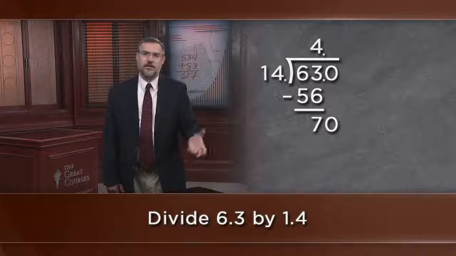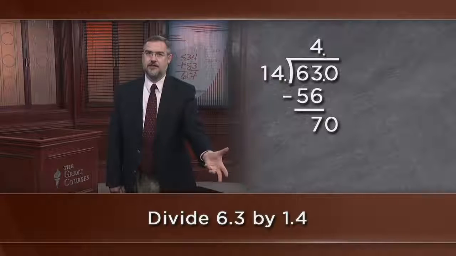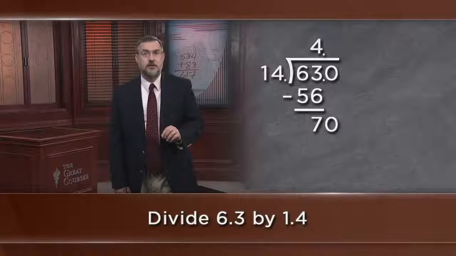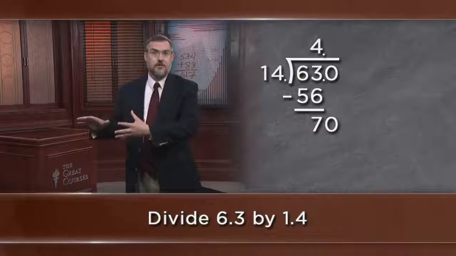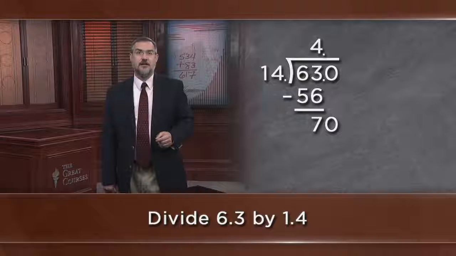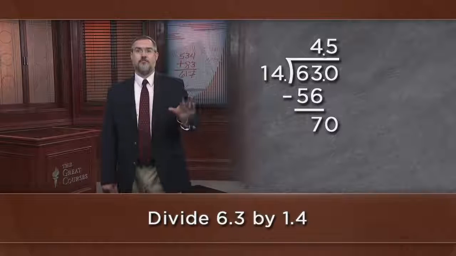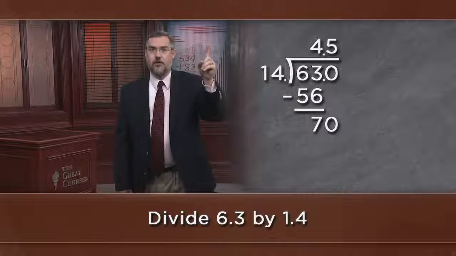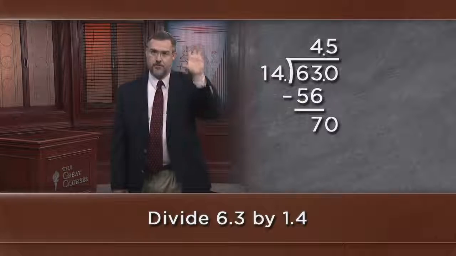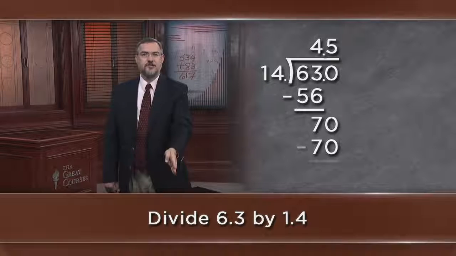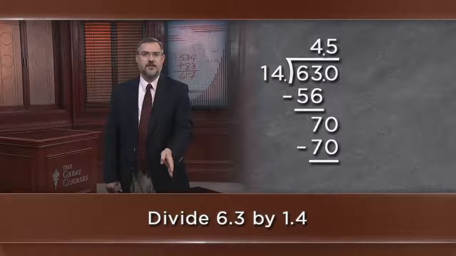Now, what does that give me? Well, it gives me a 70 now at the bottom. How many times does 14 go into 70? Well, if you do a little work on a piece of paper off to the side, you'll see that 14 goes into 70 exactly 5 times. So I'm going to write a 5 above that 0 that was in 63.0. I'm going to put that 5 in my answer section. I'm going to write a 70 below, do my subtraction. 70 minus 70 is 0.